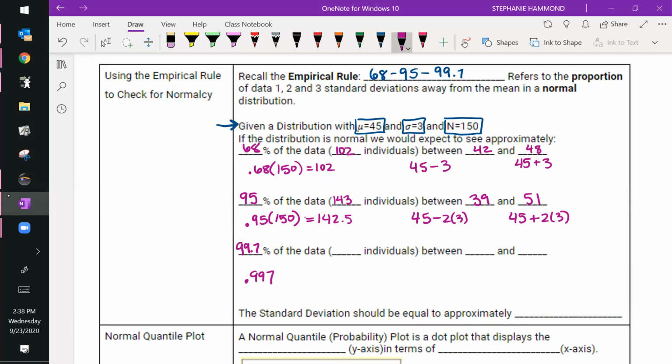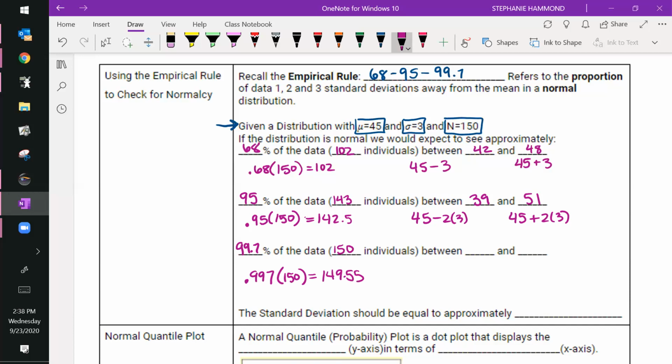Again, we're told there's 150 individuals. So take 0.997 and multiply it by 150. 99.7% of the data should consist of 149.55 individuals. I'll go ahead and round it up to exactly 150 individuals.